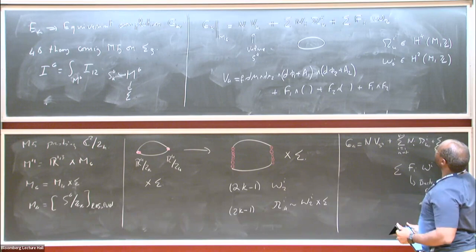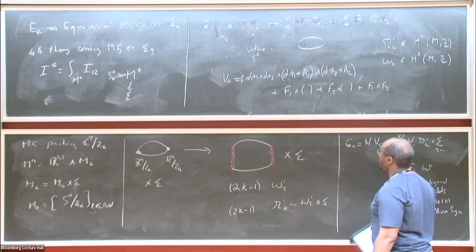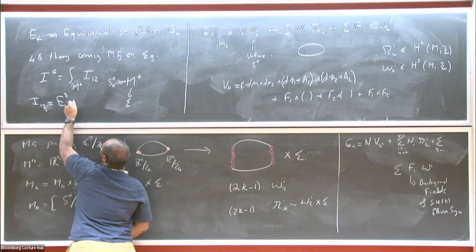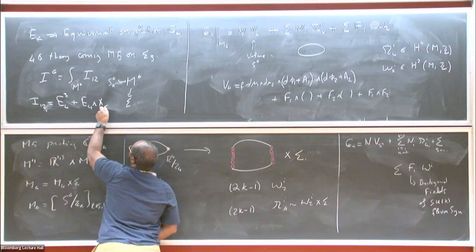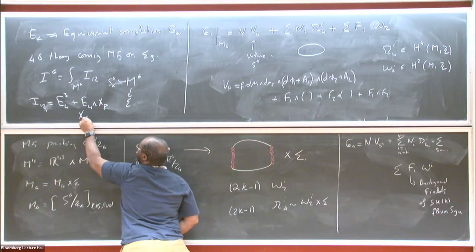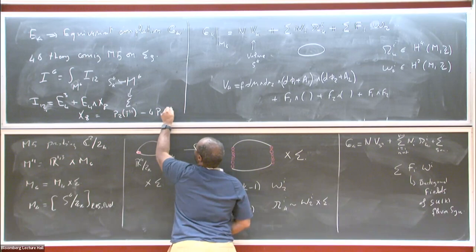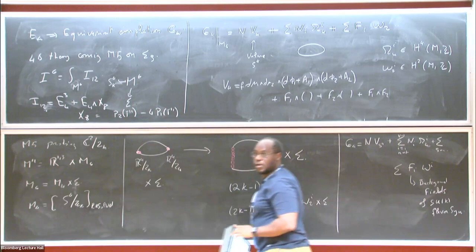Okay. So actually in this computation, what this analysis gives you so far: if you remember, I12 had two terms. There is an E4 cubed plus another term, which is E4 wedge X8, where X8 is P2 of the tangent bundle minus 4 P1 squared of the M theory tangent bundle. You also have to work to decompose this term appropriately, but you can do this.